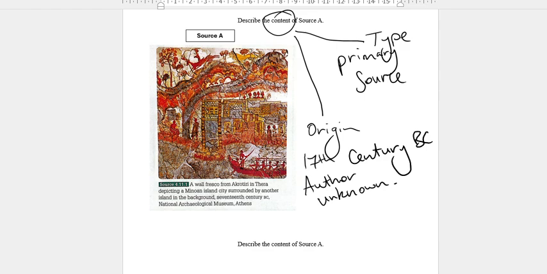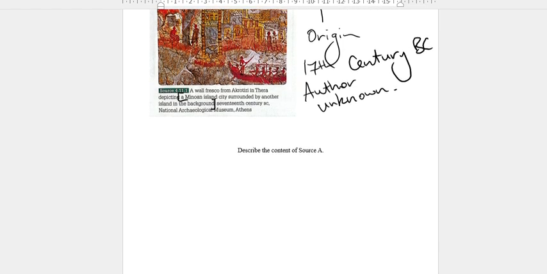Okay, and so we have everything we need for our first sentence in the source analysis response. And the second sentence, we're just describing the content a little bit more, which would be simply from the information here. A Minoan island city surrounded by another island in the background. And that's what our second sentence would be about. So let's now put all of this into two sentences to answer the question, describe the content of source A.